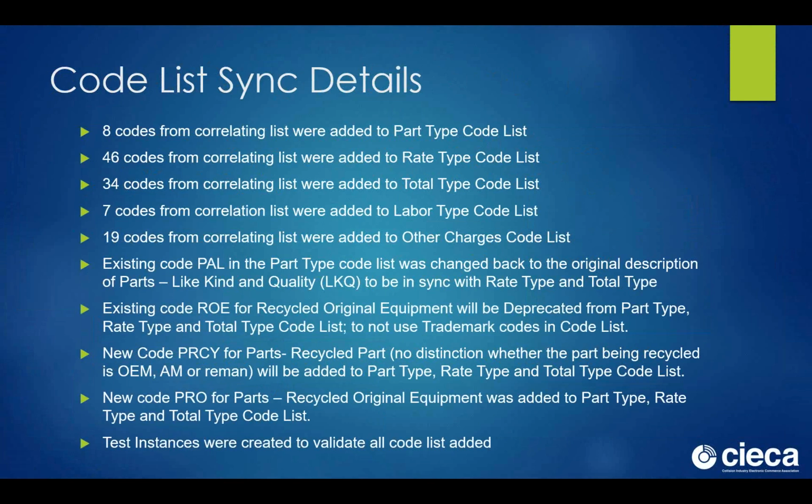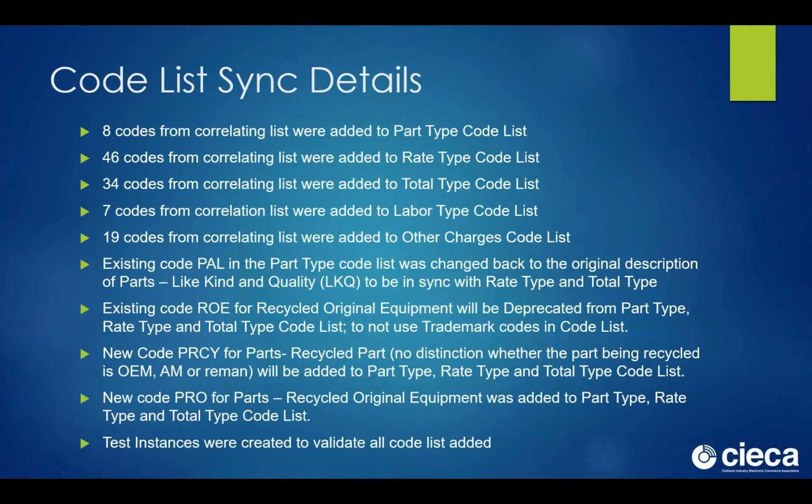The details are here. We had 8 codes from the correlating list that were added to the part type code list, 46 to the rate type list, 34 for total type, 7 for labor type, 19 from the correlating list were added to the other charges list. And then we looked at the existing part type PAL, which we had allowed to take on a new definition sometime in the last couple of years. And we made a decision to restore its original description.